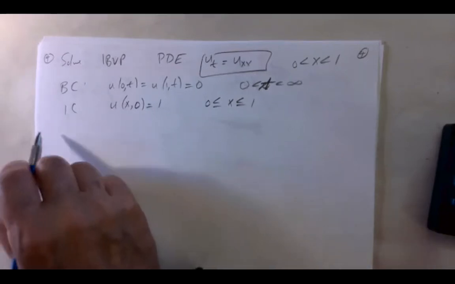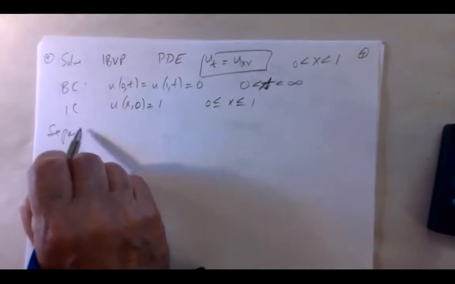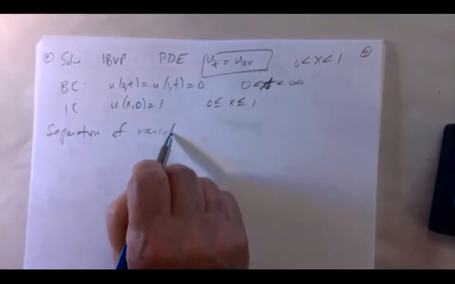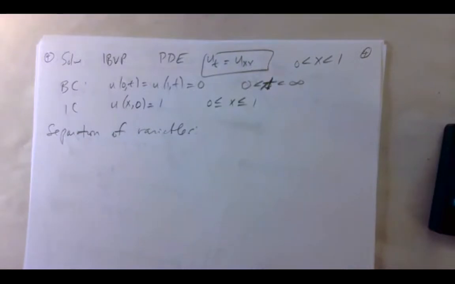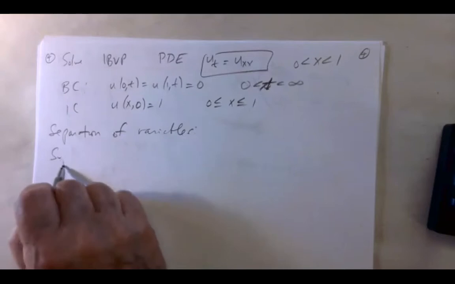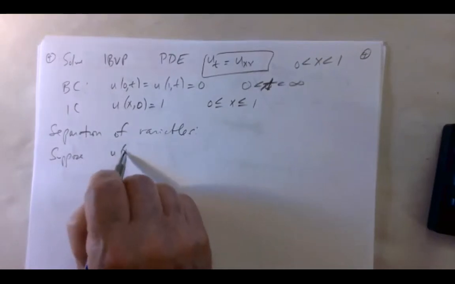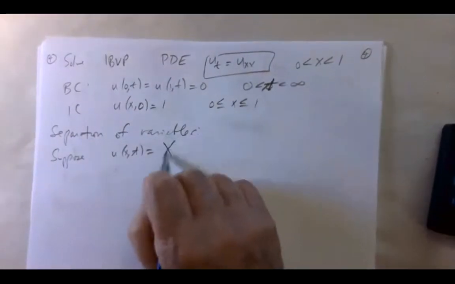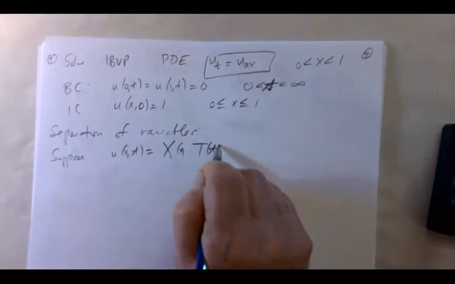So we were trying to solve this problem by separation of variables. So we suppose that our function u of x, t can be written as a product of a function of x and a function of t.